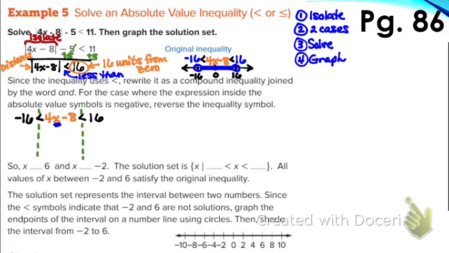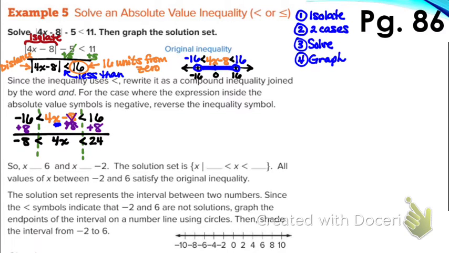Cancel the 8. How do I cancel the 8? Yes, we're going to add 8. I have two inequalities here, so I need to do it to both sides of this inequality. That's going to cancel. What is negative 16 plus 8? Negative 8. Bring my inequality down. I still have 4x in the middle. What is 16 plus 8? 24.